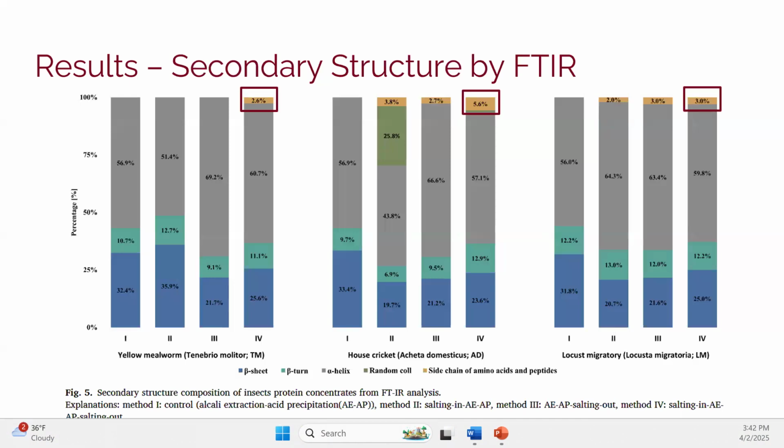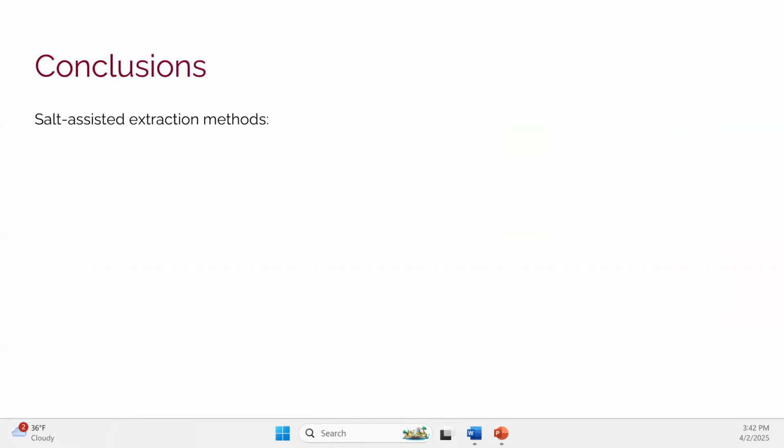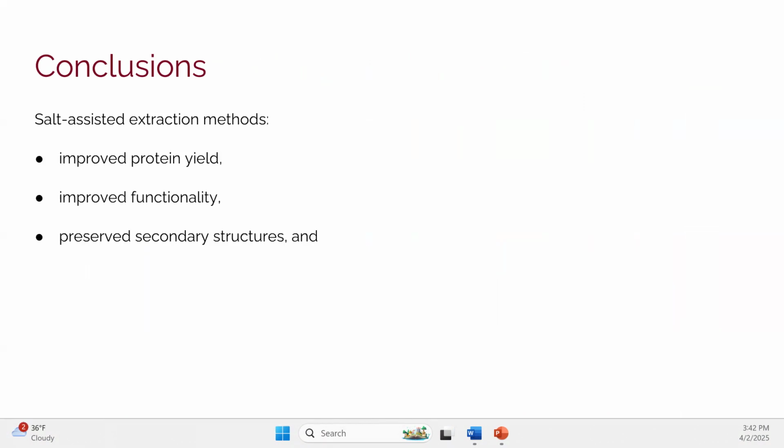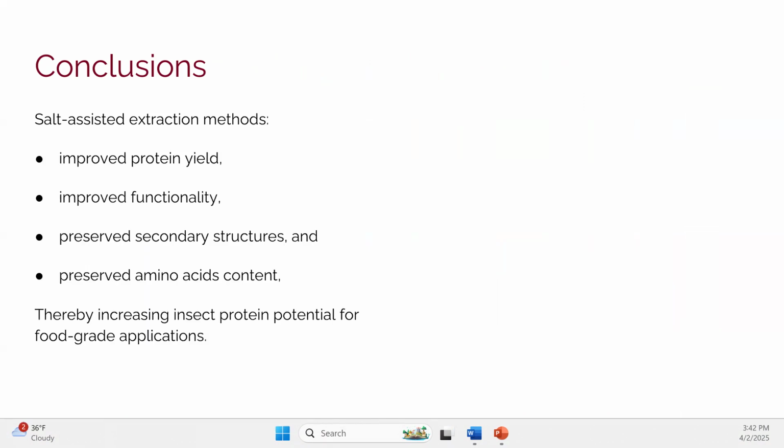Although in method 4, it shows a higher proportion of exposed functional groups, such as amine, carboxyl, hydroxyl, sulfhydryl, and aromatic rings, which can further play a role in functionality and protein-ingredient interaction. To conclude, this paper showed that salt-assisted extraction methods improve protein yield, improve functionality, preserve secondary structures, preserve amino acid content, and are overall a promising technique to increase insect protein potential for food grade applications.